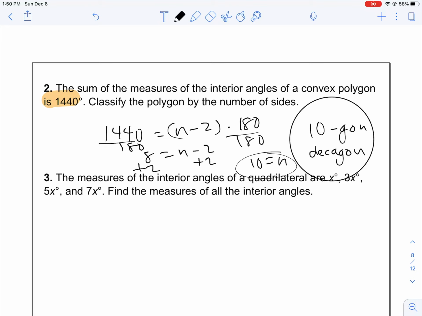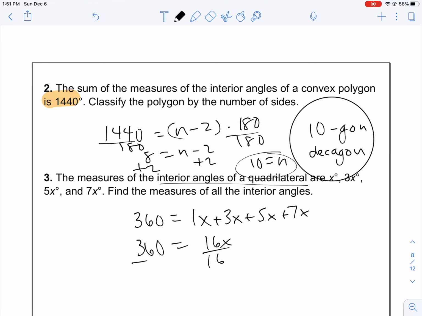All right, keep it going. The sum of the measures of a quadrilateral. Oh, quadrilateral, 360. Sum of, so we add 1x plus 3x plus 5x plus 7x. DCM SADMAP, so add these together. 1 plus 3 plus 5 plus 7 is 16. Divide by 16. And we're going to get 22.5. All right. Pause that, do what you need to do so that you can get the information down. But we're going to keep going.